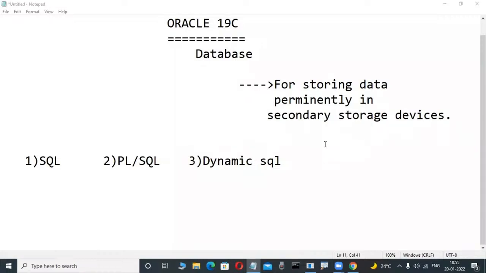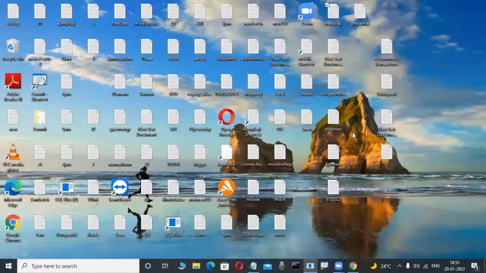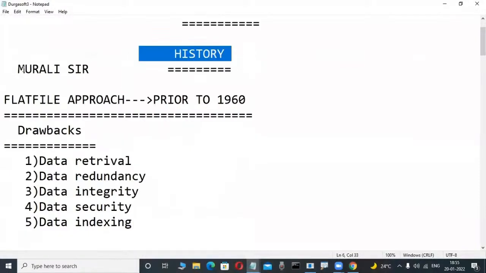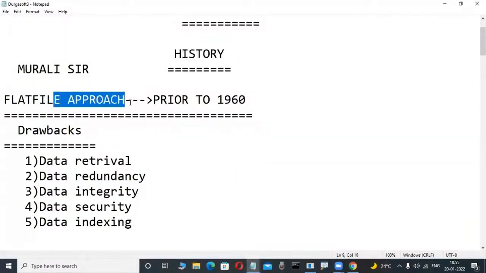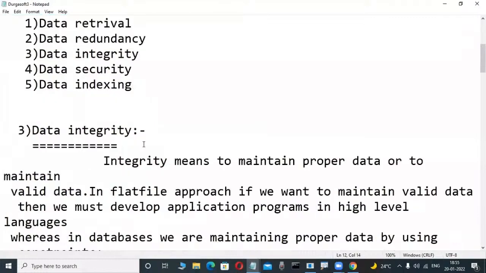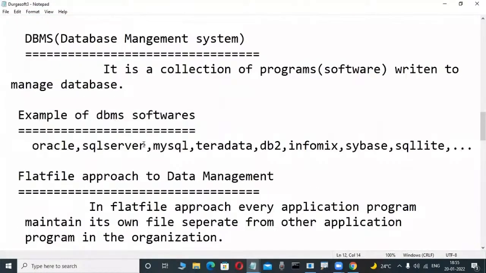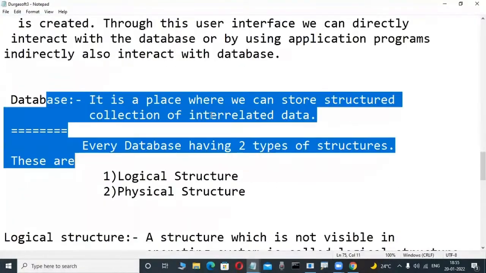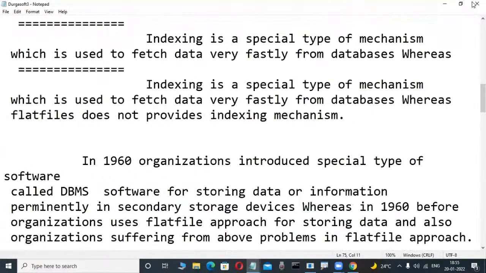In this course, we are covering SQL, PLSQL, and dynamic SQL. One of these days, history also we are telling. In the olden days, the flat file approach was there. What were the drawbacks, we will learn in the middle of the course. Then what is a database, what are DBMS and RDBMS and the differences, these are all the things we learn one of these days.